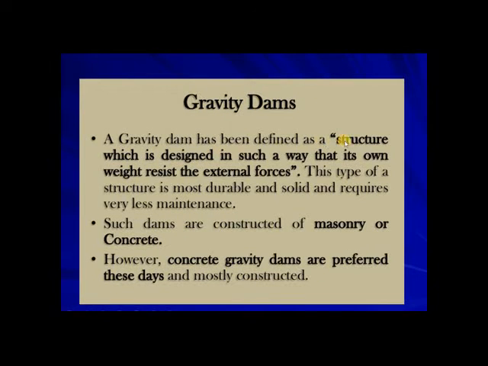A gravity dam is defined as a structure designed in such a way that its own weight resists the external forces. This type of structure is most durable and solid and requires very little maintenance. Such dams are constructed of masonry or concrete. However, concrete gravity dams are preferred these days and are the most widely constructed.